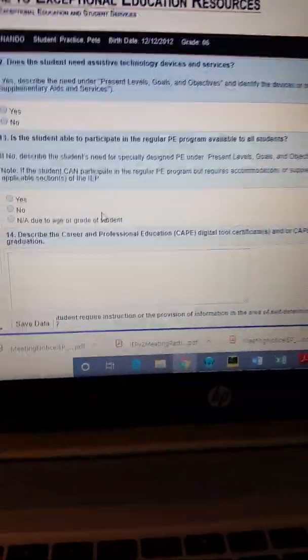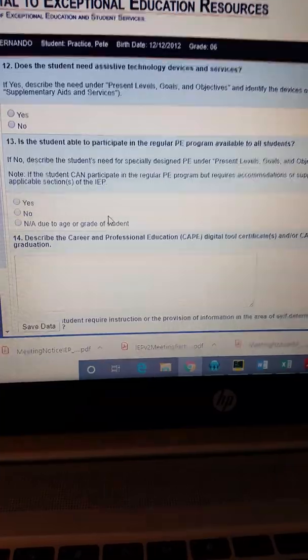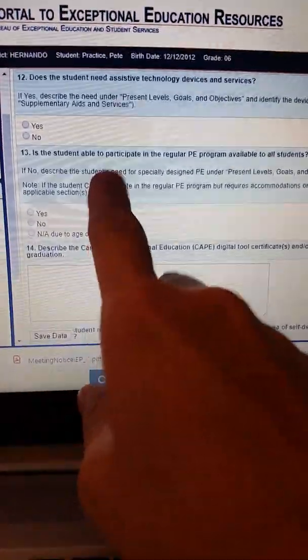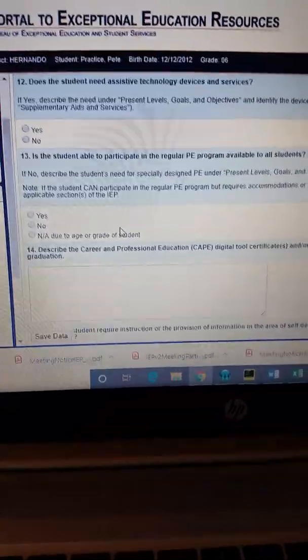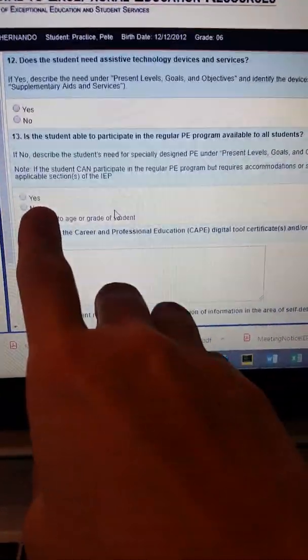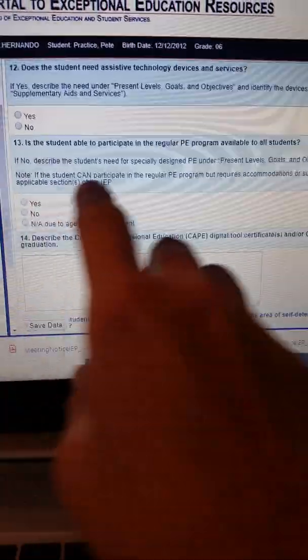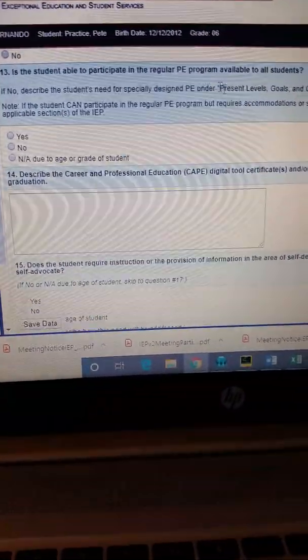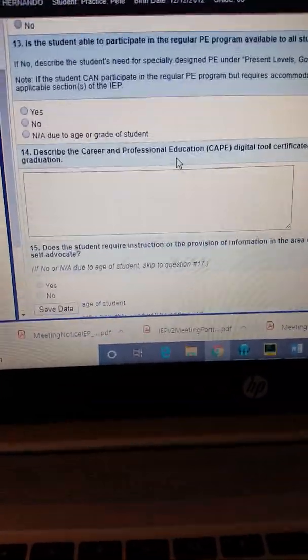Number 13 is, is the student able to participate in PE? Able to participate means if they did not have any intensive classes, are they able to participate in PE? If the answer is yes, then that would be yes. If it's not, we have to, again, discuss it in the present levels. Why is the student not able to be in physical education?